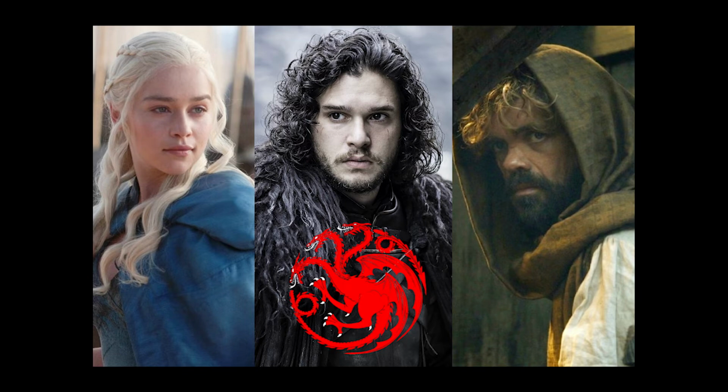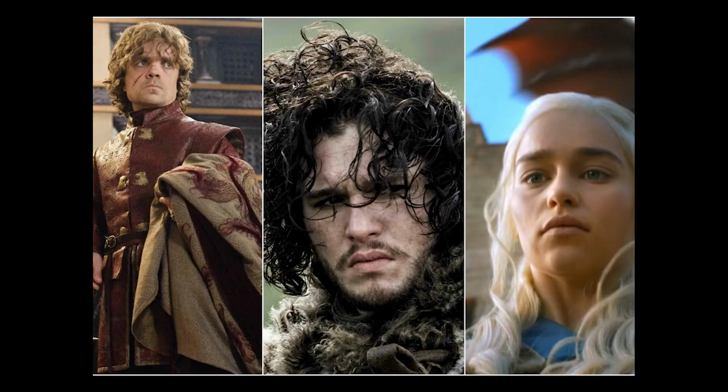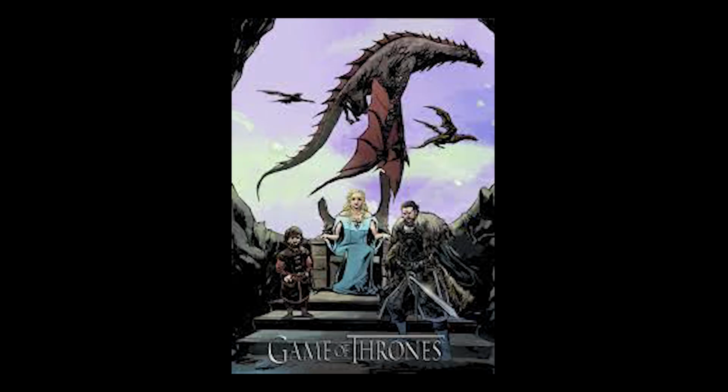Jon, Dany, and Tyrion are the 3 main characters of A Song of Ice and Fire. So, of course, they're going to have similarities because George is writing them. With that in mind, I don't think there's any deeper meaning behind them. They all have really terrible lives going on at the moment.